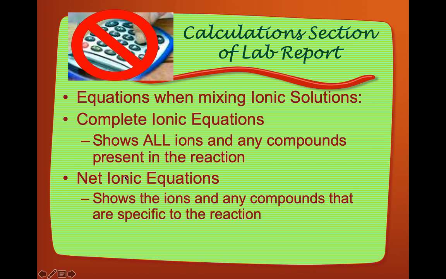Kind of like your net income. When you get rid of all of the things that you can't use, the net income is what you have left. The net ionic equation is the stuff we actually used to make that reaction happen. The extra pieces that were floating around, you got rid of them because they are not specific to the reaction that we saw. And you'll see what I mean when I do some examples, but these are just your definitions.